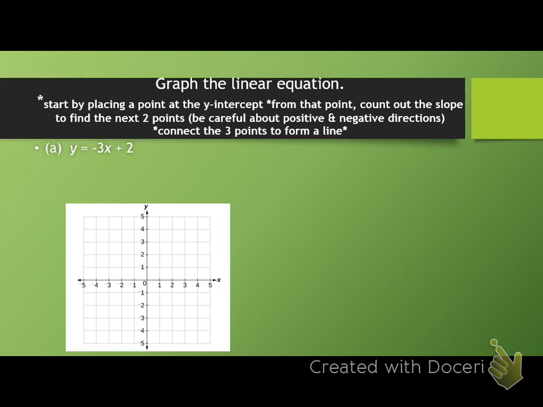Now, let's practice these steps. Step number 1, it says start by placing a point at the y-intercept. Now look at the equation that you're given. Let's identify, what does the -3 represent in this formula? It's our slope. But we have to be careful because we're supposed to rise and run in a minute, right? The slope is a rise over a run. So we have the whole number -3. How do we make that a fraction? How do you make a whole number a fraction? You put it over an understood 1.